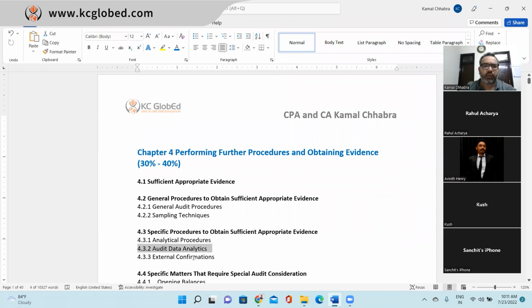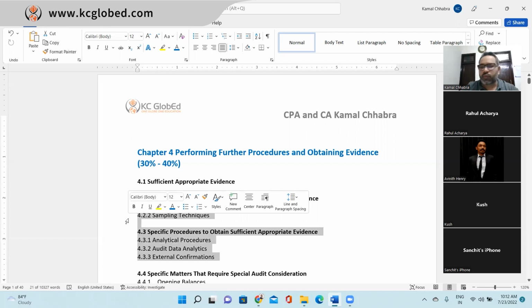So tomorrow we'll be covering analytical procedure and data analytics procedure. And then external confirmation is a small topic. We'll see if we get some comfortable time tomorrow, then we'll finish off external confirmation as well. So the target for today and tomorrow's class is to finish off these 4 major topics, right?